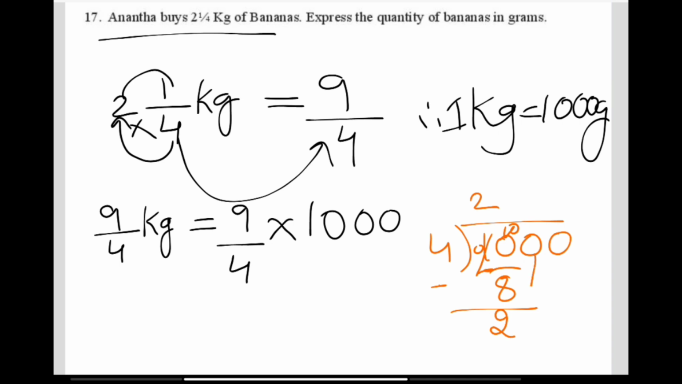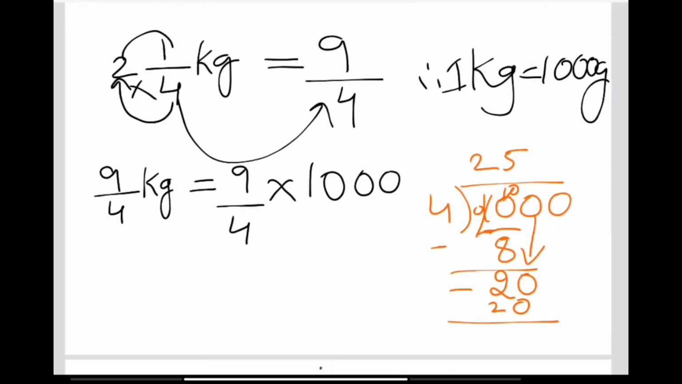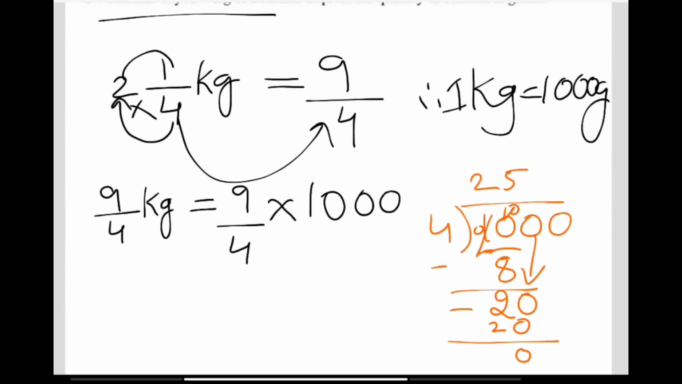Now you have to bring down this number 0. Now 4 1s are 4, 4 2s are 8, 4 3s are 12, 4 4s are 16 and 4 5s are 20. So 4 5s are 20, right? So let us subtract it. 0 minus 0 is 0, 2 minus 2 is 0. Now you have to bring down this number, so it will become 0, nothing is there. So we'll put this 0 here. So what is our answer? 250, right?